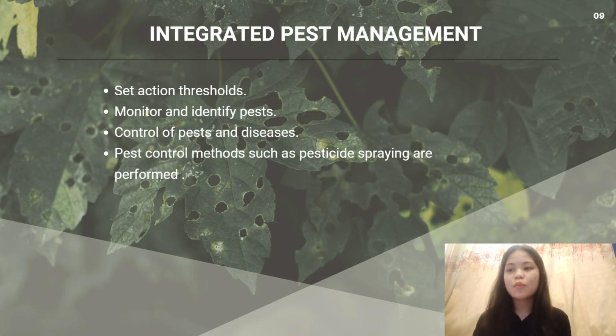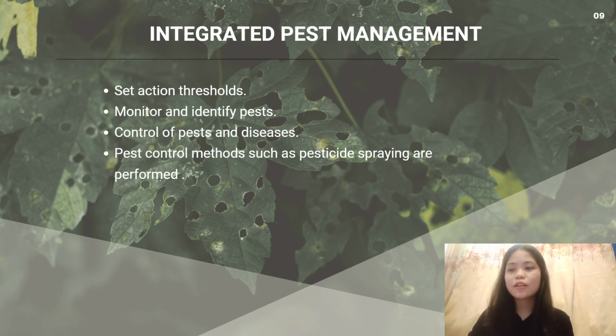Next is monitor and identify pests. Identify pests carefully, because many weeds and insects are considered pests but are actually harmless and even beneficial to crops. This monitoring and identification is done to reduce the use of the harmful type of pesticides.